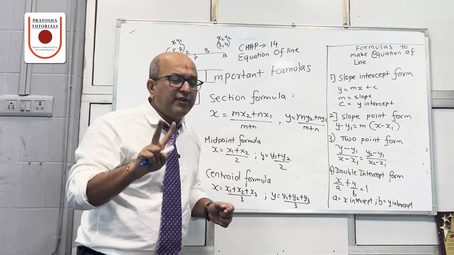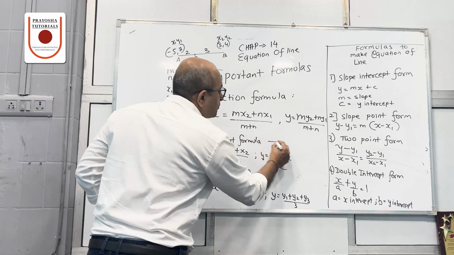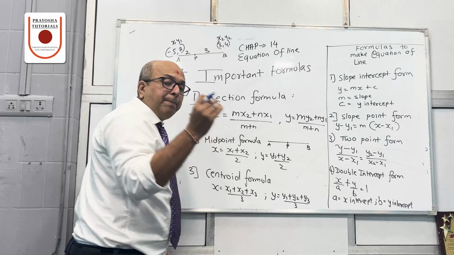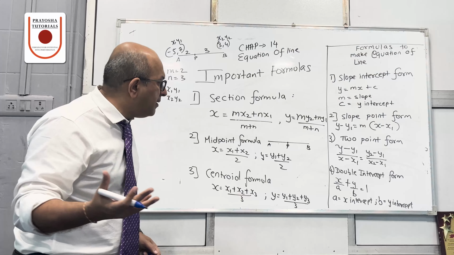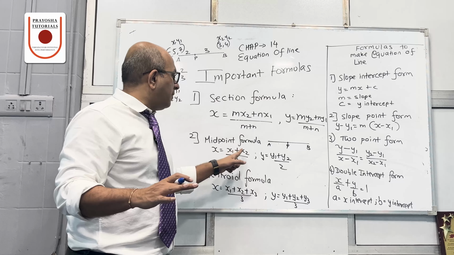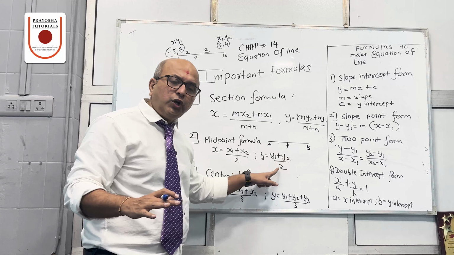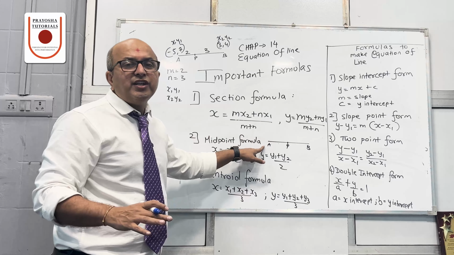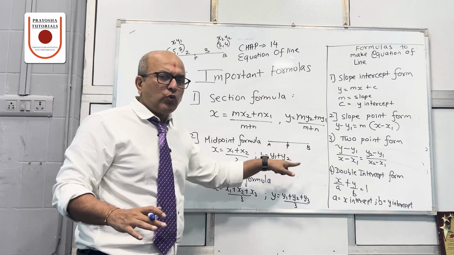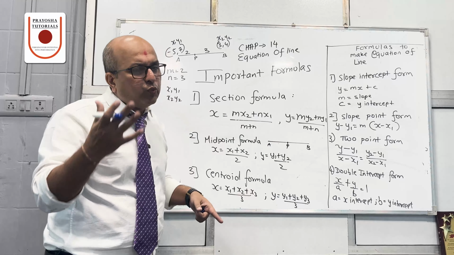The second formula we have is the midpoint formula. A very easy formula. Suppose point P is bisecting segment AB. Point P is the midpoint of segment AB. So the same formula we will use: x is equal to (x1 plus x2) upon 2 and y is equal to (y1 plus y2) upon 2. Coordinates of A are called x1, y1. Coordinates of B are called x2, y2. And the coordinates we get for P would be x and y.